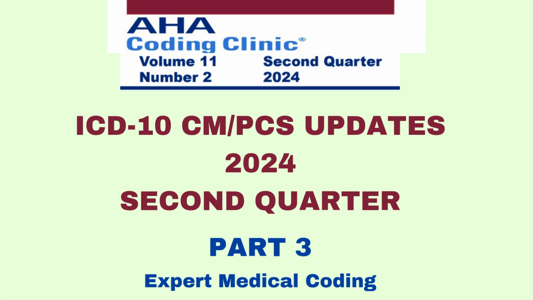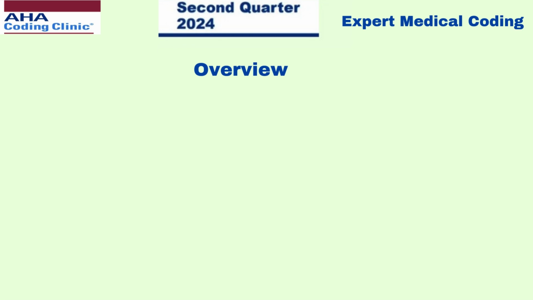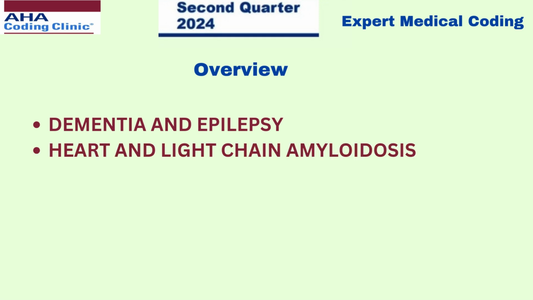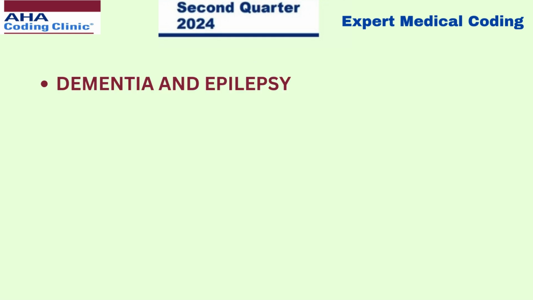In today's video, we are going to learn about ICD-10-CM/PCS updates 2024 second quarter, part 3. In this video, we are going to cover two coding clinics. The first one is dementia and epilepsy, and the second one is heart and light chain amyloidosis. So let's get started with the first one, dementia and epilepsy.